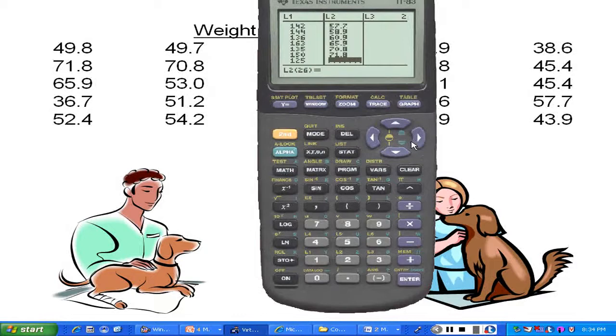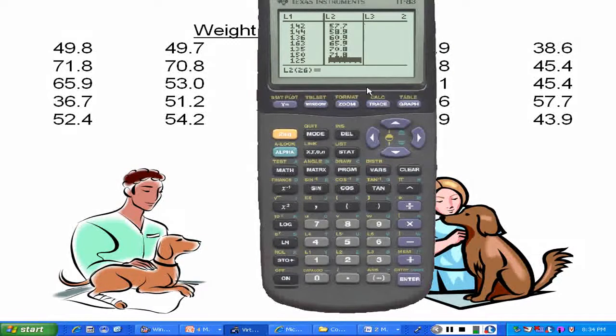Okay, Stat, Sort, and now remember, where's your list? I put mine in L1. So put L1 in there, and Enter. Done. Now go to Stat and Edit, and now it's sorted inside of your list.